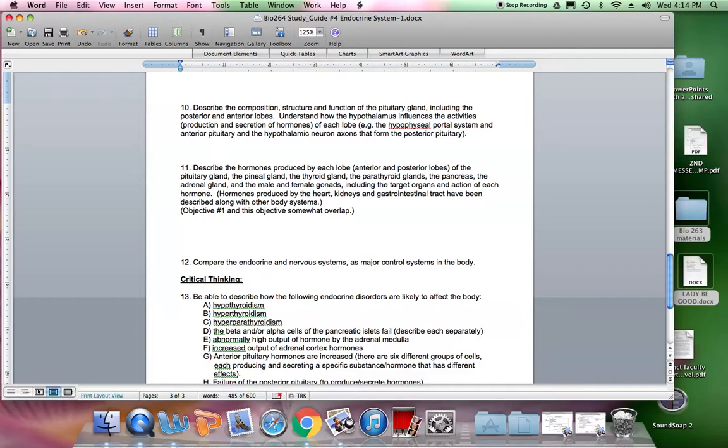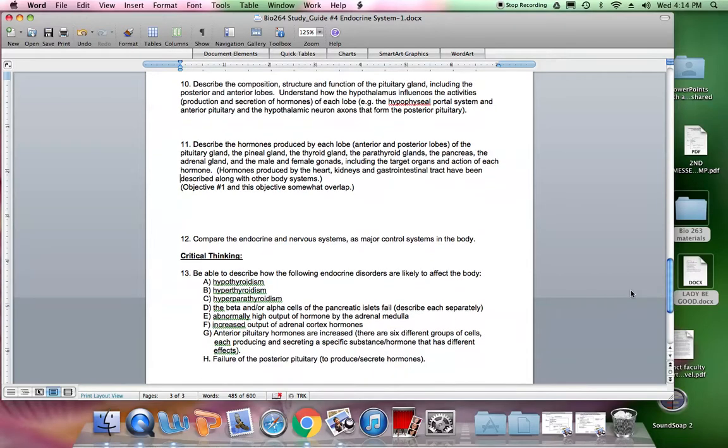Okay, and I already went over this, because with number 1, I directed you to number 11. It really is pretty much the same thing. Then number 12, compare the endocrine and nervous systems as the major control systems in the body. These are the major control systems, and remember, the endocrine system is typically thought of as longer term, slower reactions.